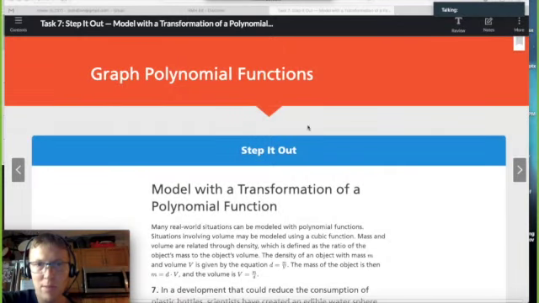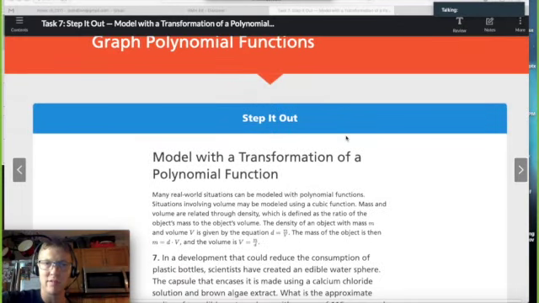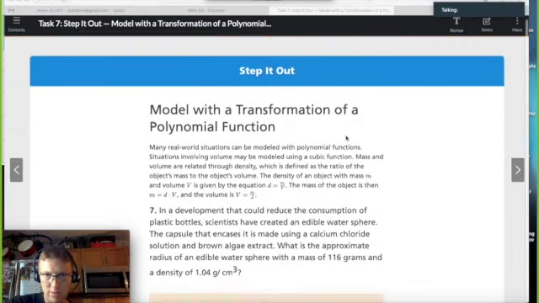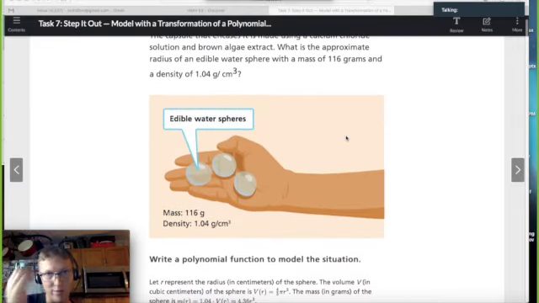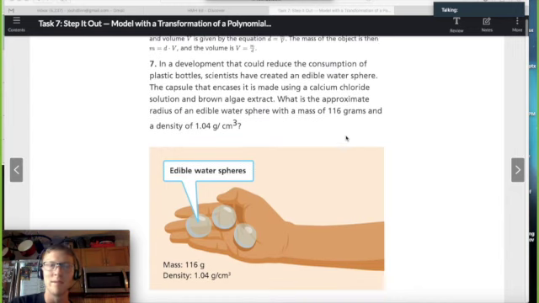So we've got one more example. This is our real world example that we always like to go over. This is talking about these edible water spheres. The background behind these is, in a development that could reduce the consumption of plastic water bottles, scientists have created edible water spheres. The capsules that encase it are made using calcium chloride solution and brown algae extract. What is the approximate radius of an edible water sphere?